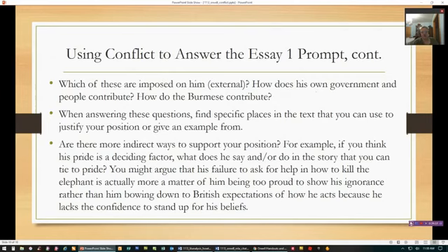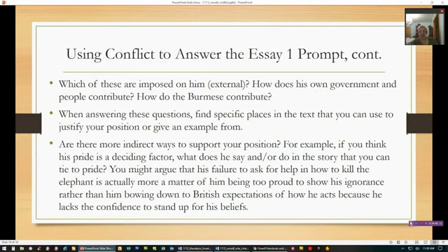And again, the second to the last point, what are the specific places that you can find evidence to justify your belief that this is a major conflict? And then not just look for the obvious places, but what are some of the more indirect ways to support your position? And I give you an example of that. Like if you think that the problem that's getting in his way, maybe you see it's an internal conflict, that it's his pride, right?